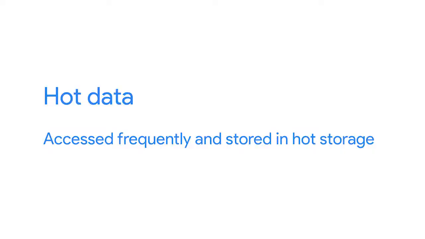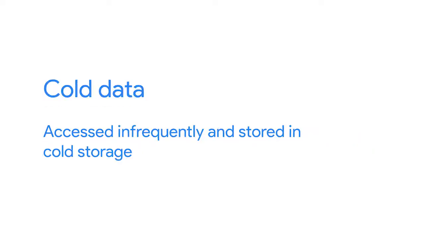When choosing the storage class to use, you might come across terms like hot and cold. Hot data is accessed frequently and stored in hot storage, while cold data is accessed infrequently and stored in cold storage. These two storage types have different performance characteristics. For example, hot storage backends are usually built using solid-state disks, which are generally faster than the traditional spinning hard disks.